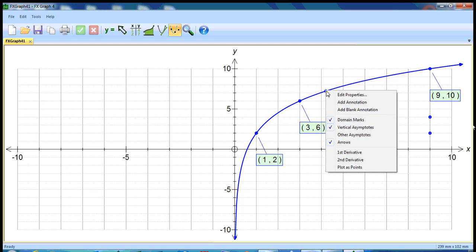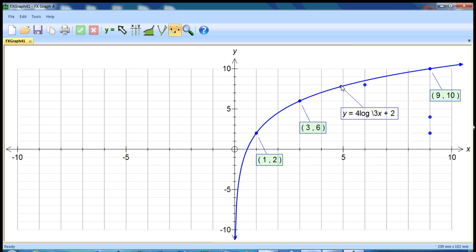Therefore, let's have a look. We can hover over the top of it. It tells us what this is. This is y equals 4 log base 3 of x plus 2, and remember it does that funny thing with the 3 there, that little line with the 3 means base 3.